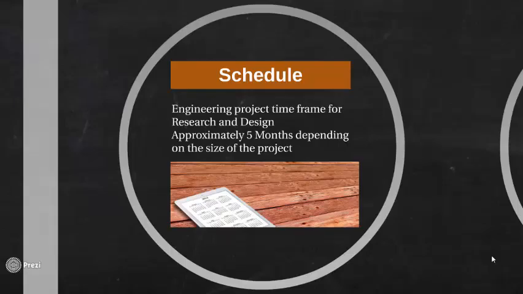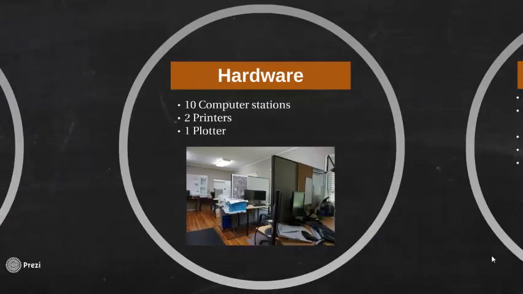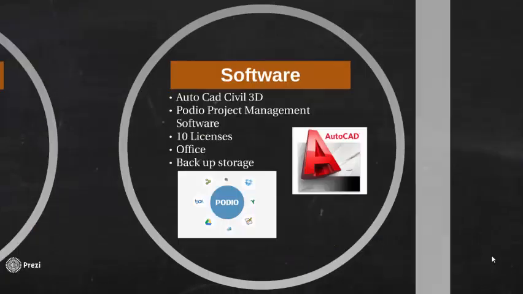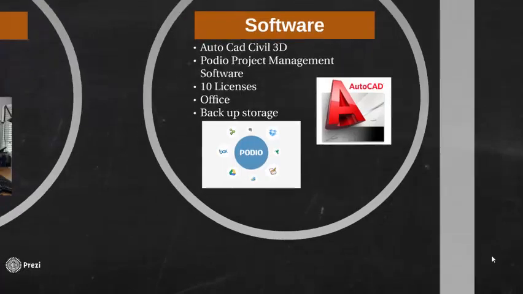Schedule is important for the engineering projects and the time frame a design project will be implemented. The design project approximately takes 5 months depending on the size of the project. Hardware. Usually there are 10 computer stations, 2 printers, and 1 plotter. The software that will be used will be AutoCAD and Podio Project Management. 10 licenses are needed for AutoCAD, Office software, and also backup storage.